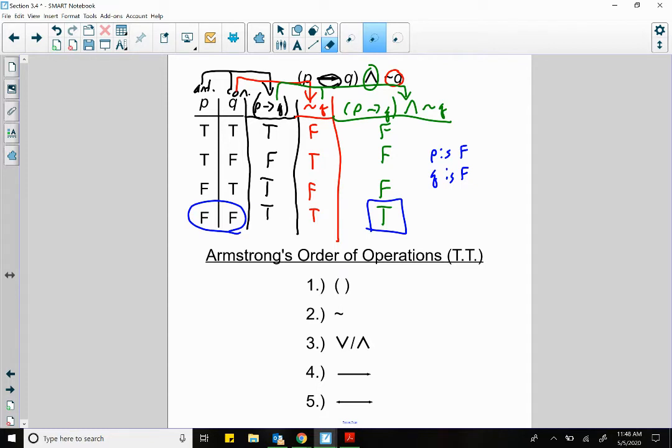Now let me talk to you about that. Remember I said we look at the final column. What is it that we dealt with in the final column? We dealt with an and. So since this final column is all about an and, you will not talk about implications because this is not a conditional statement.